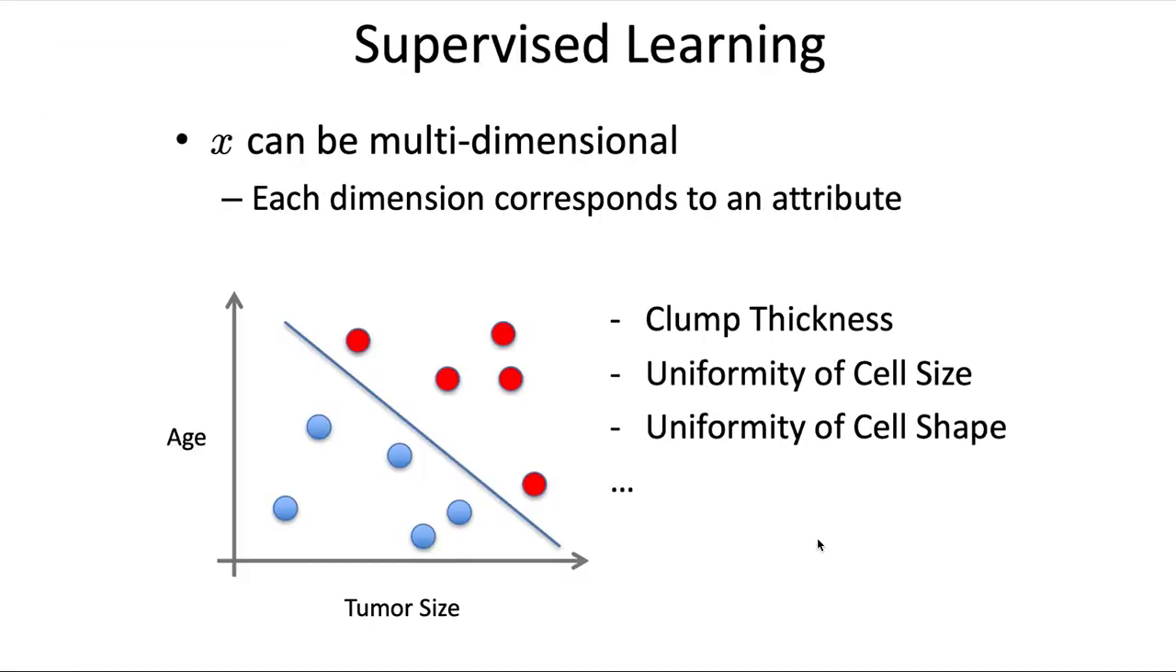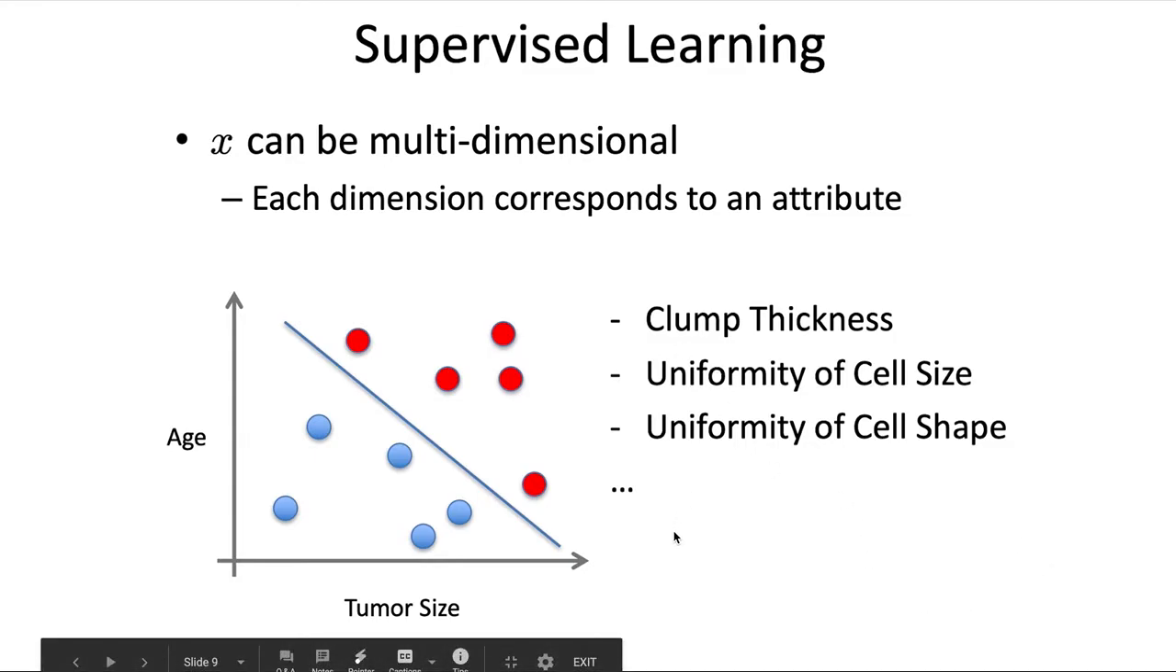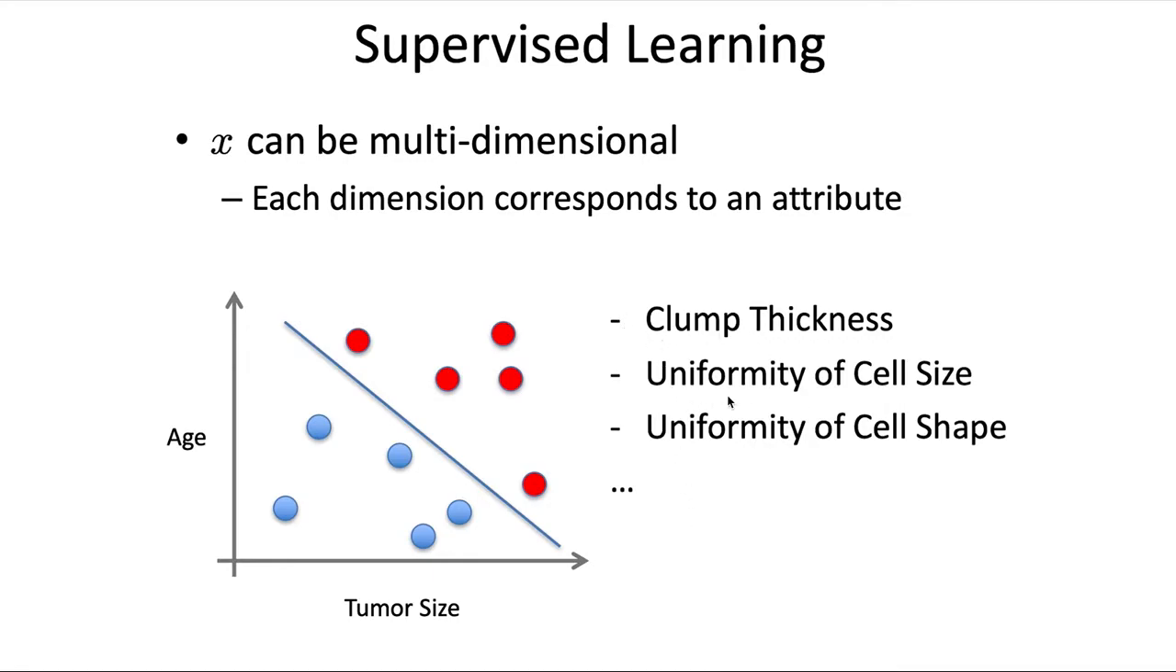So let's jump into supervised learning. Supervised learning is all about having both inputs and outputs. In supervised learning, we can have a multidimensional X, or multidimensional inputs. Each dimension corresponds to an attribute, or a certain feature. In the case study that we're going to use for this video, we're going to talk about malignant versus benign tumors. These are some of the X's or features that we use in our model: how thick the clump or tumor is, the uniformity of cell size, and the uniformity of cell shape.